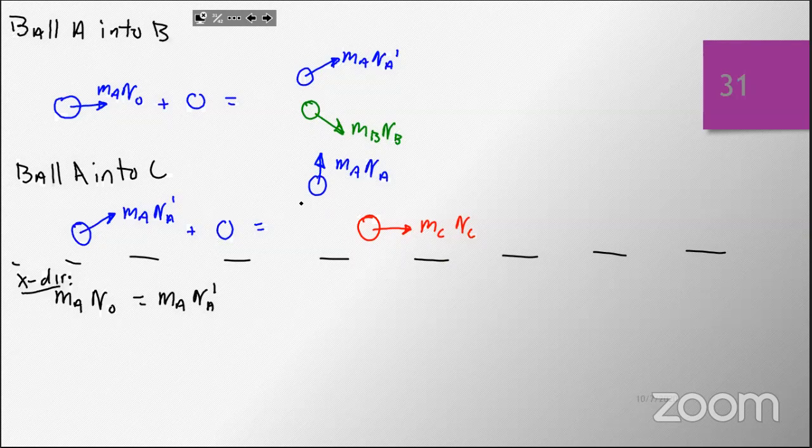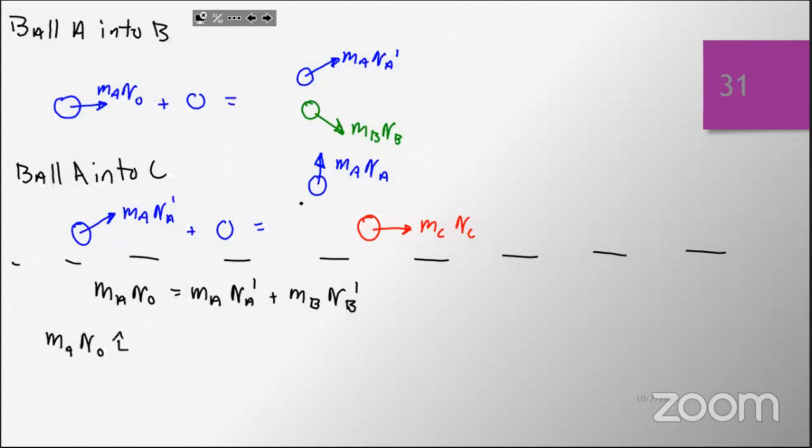What am I doing here? For some reason, I decided to combine this as a vector equation to begin with in my notes. So let's just do what I have in my notes instead of changing things, and we'll address it. All right, so my total equation is MA V naught is equal to MA VA prime plus MB VB prime, right? That's it.